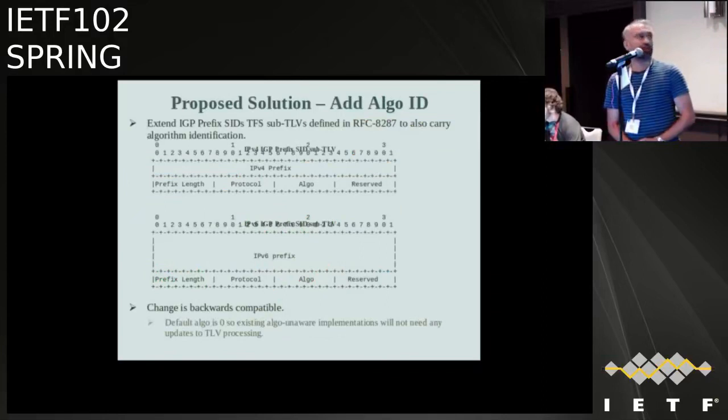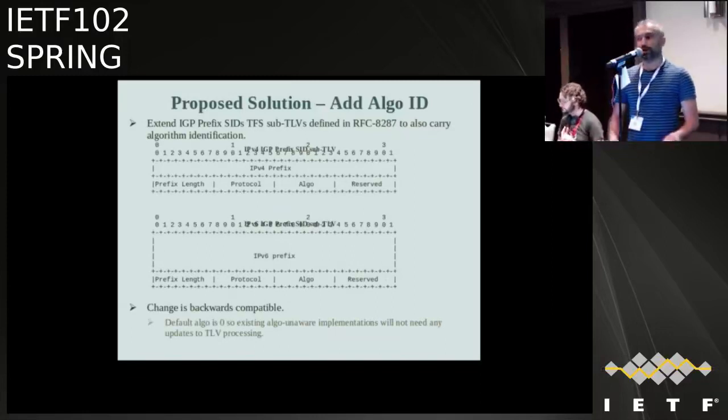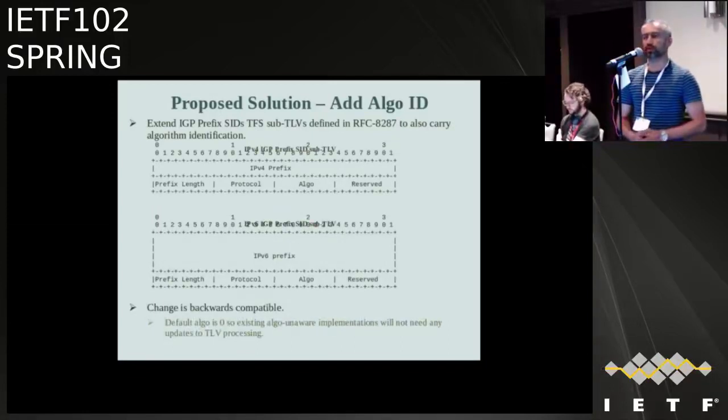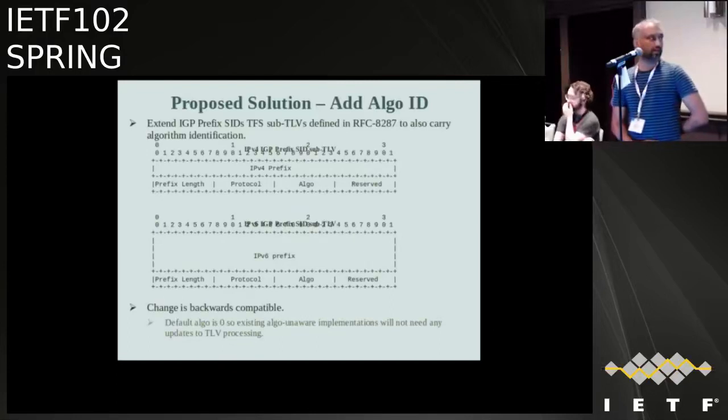And the solution is really simple. We have a 16-bit reserved field, so we can use 8 bits from that to carry the algorithm ID. By default, all algorithm-unaware applications can use algo 0, so you don't really need to worry about older implementations. Whenever you want to ping or traceroute for a particular flex algo, you carry the algo ID in the algo field.